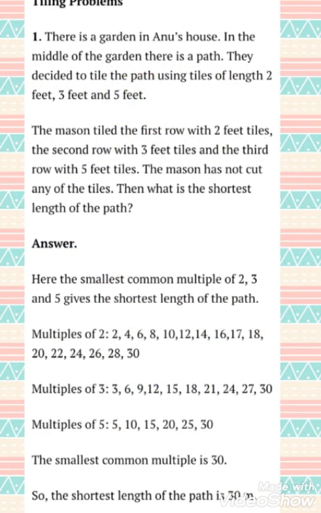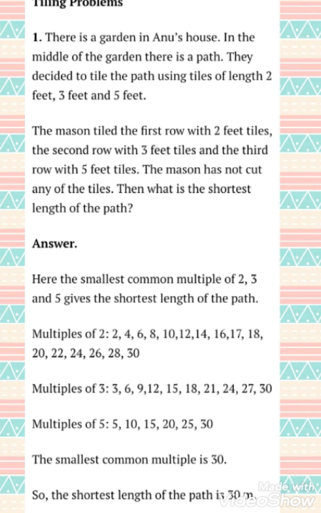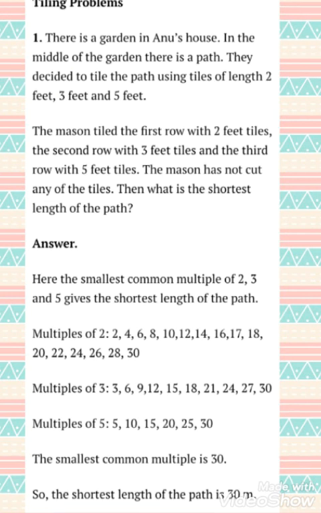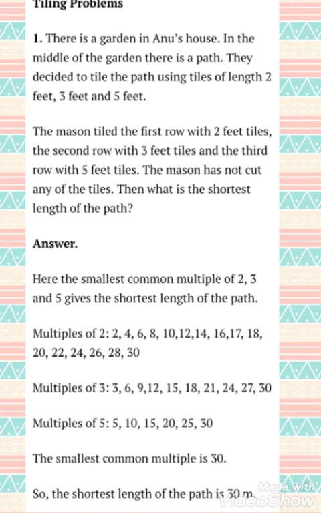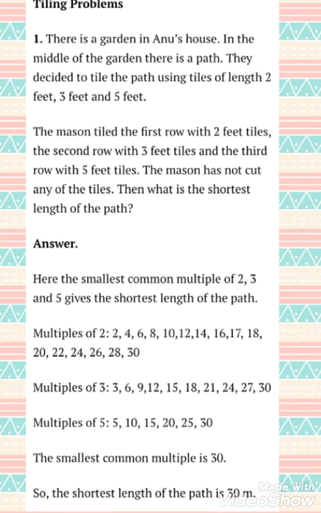There is a garden in Anu's house. In the middle of the garden there is a path. They decided to tile the path using tiles of length 2 feet, 3 feet and 5 feet. The mason tiled the first row with 2 feet tiles, the second row with 3 feet tiles and the third row with 5 feet tiles. The mason has not cut any of the tiles. Then what is the shortest length of the path?